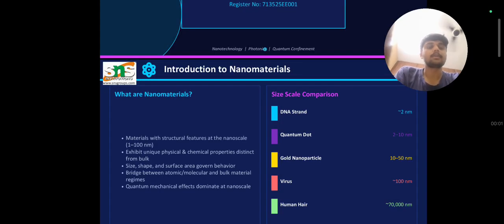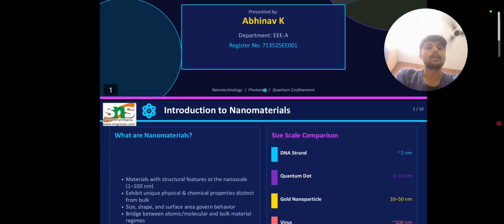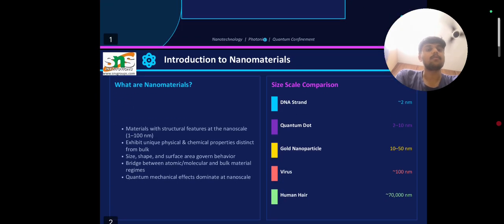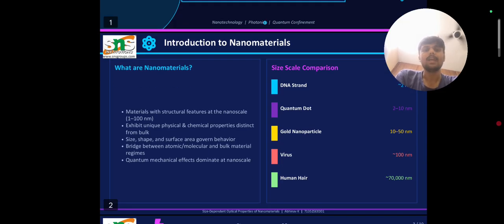Hello everyone. We see the topic size dependent optical properties in nanomaterial. In nanomaterial, first, what is nanomaterial? Material whose structure features are at the nano scale, that is below 200 nanometer. It exhibits unique physical and chemical properties distinct from bulk. Size, shape, and surface area govern behaviors, etc.